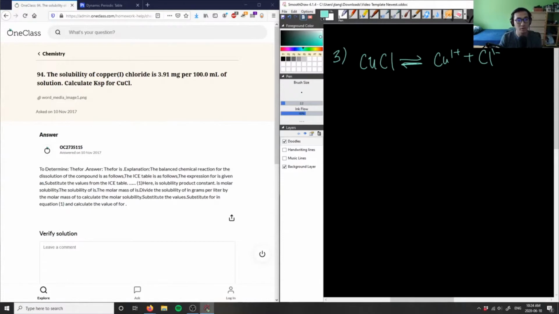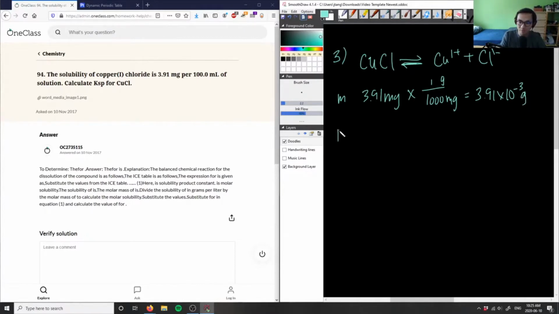So what we want to do first is calculate the amount of moles here, because we need to calculate the concentration of copper chloride. So if we have our mass, which is 3.91 milligrams, we can change this to grams, right? So we're going to multiply by 1 over 1,000. Remember, we're just dividing by 1,000. So 3.91 divided by 1,000 gives us 3.91 times 10 to the negative 3. This would now be in grams.